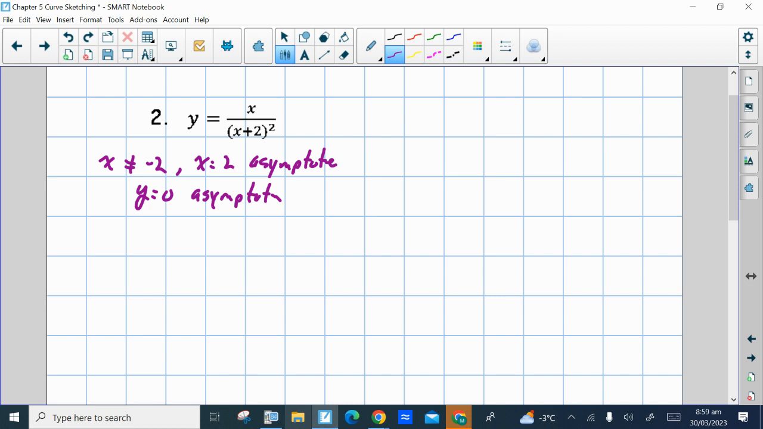Also, in this case, because the degree of the top is 1 less than the bottom, that makes the x-axis, the line y equals 0, an asymptote.